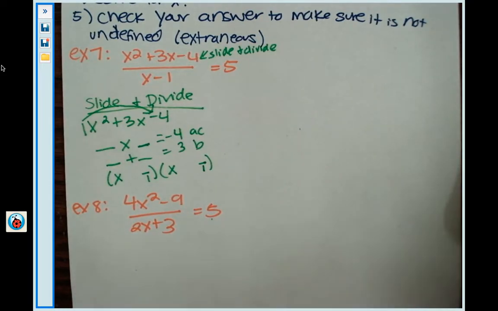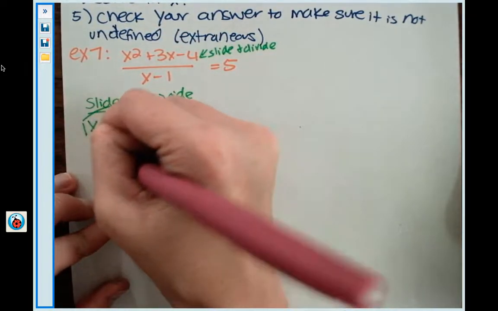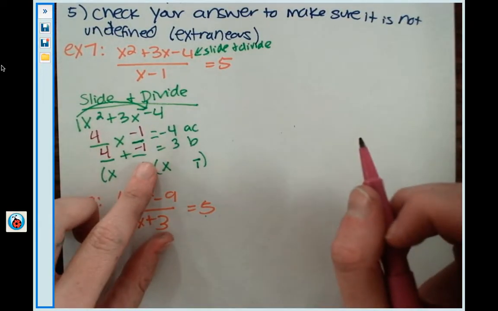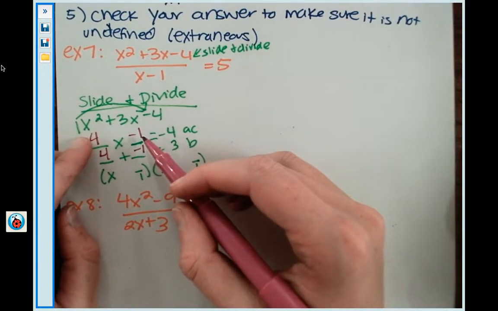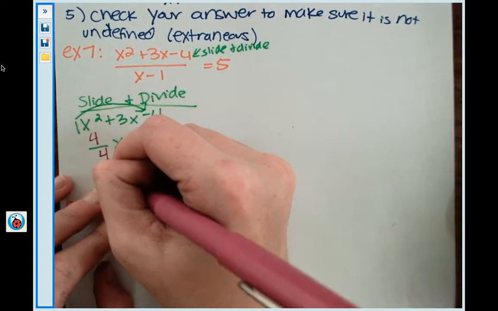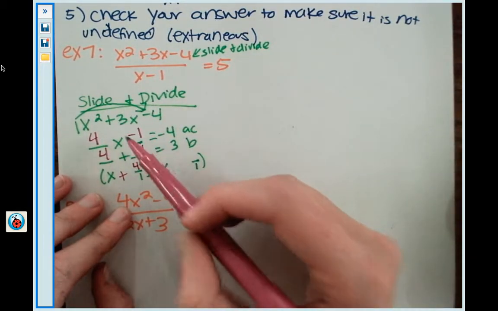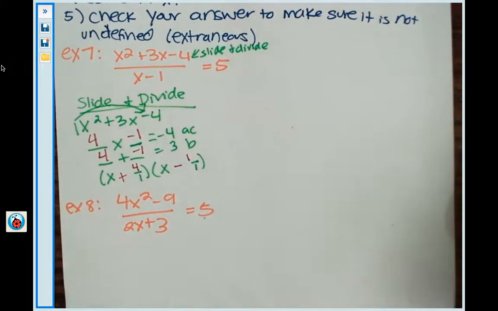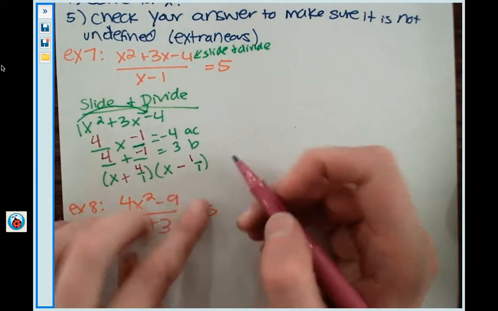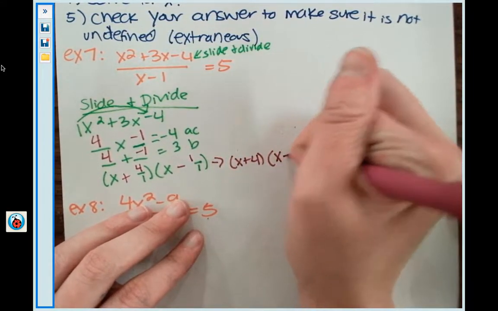Correct, it'd be 4 and negative 1. 4 times negative 1 is negative 4, and 4 plus negative 1 is 3. Remember, you guys, these slide directly into my parentheses. Since this is a positive 4, it'll be a plus 4, and since this is a negative 1, it'll be a minus 1. Let's simplify: 4 over 1 is just 4, and 1 over 1 is just 1. So this is just x plus 4 times x minus 1.